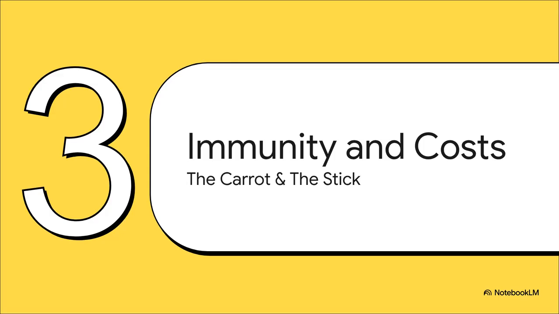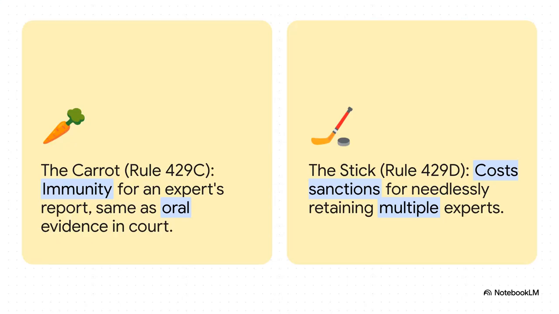Okay, so the UCPR isn't just a rule book with procedures. It has real consequences, and it uses this classic carrot and stick approach to make sure that both the experts and the parties are playing by the rules. It's all about protection on one hand and penalties on the other. Let's break this down. The carrot, which you'll find in Rule 429C, is immunity for the expert. This lets them give their frank, honest opinion in their report without being scared they're going to get sued for it. It's the same protection they'd have in the witness box.